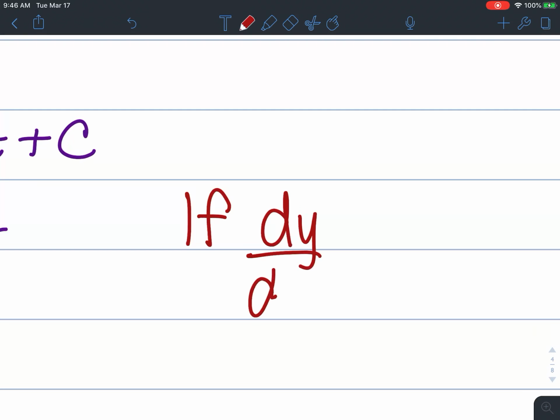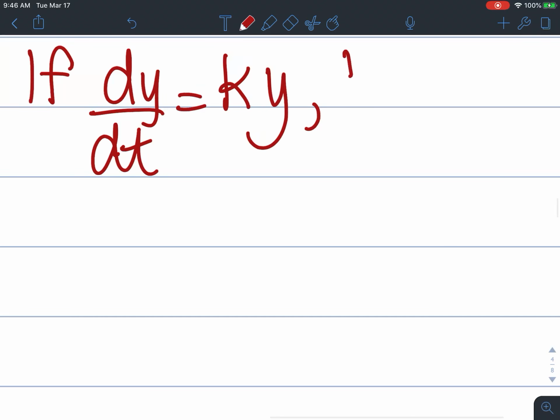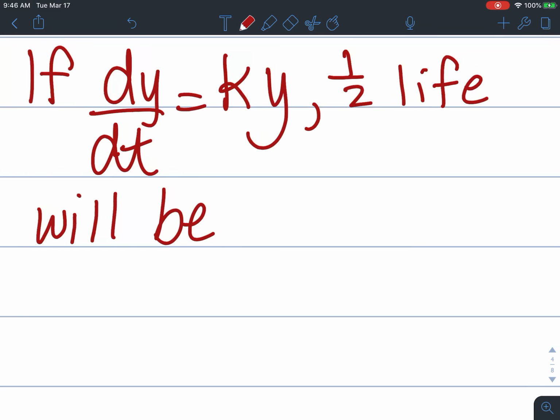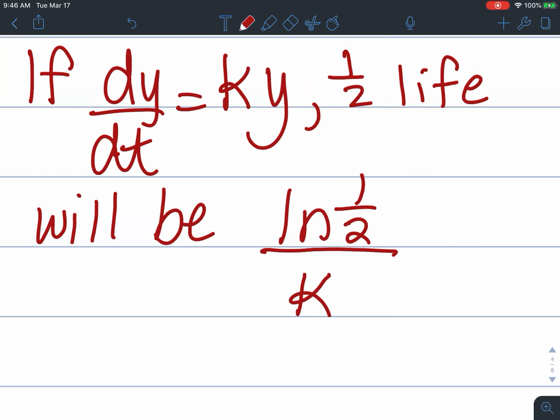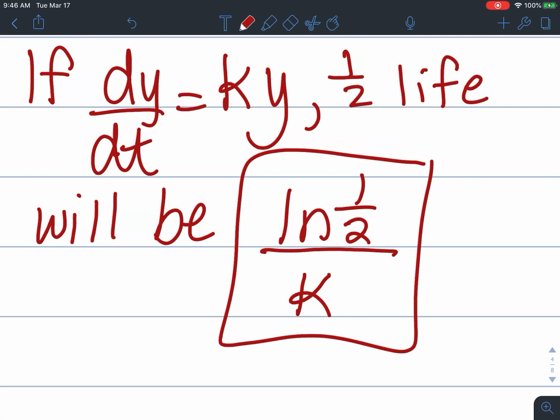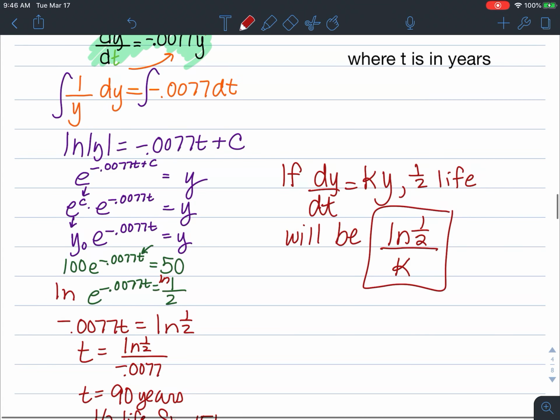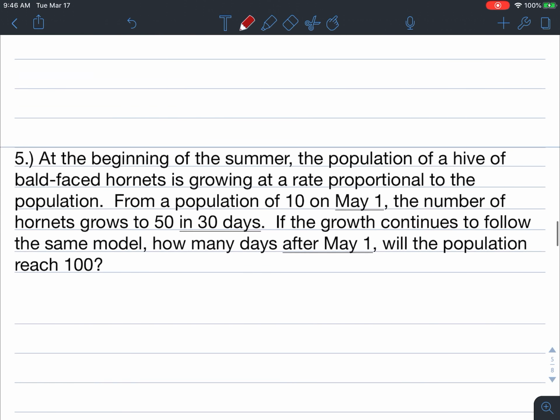If dy/dt equals ky, then the half-life will be ln(1/2) over k. End of story. That's it. Isn't that nice? So you can skip having to do all this in the meantime.